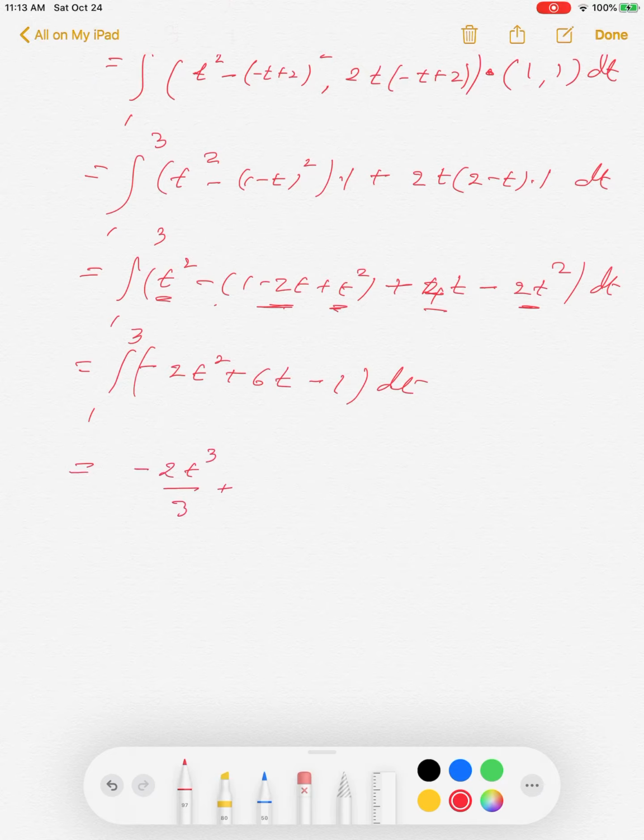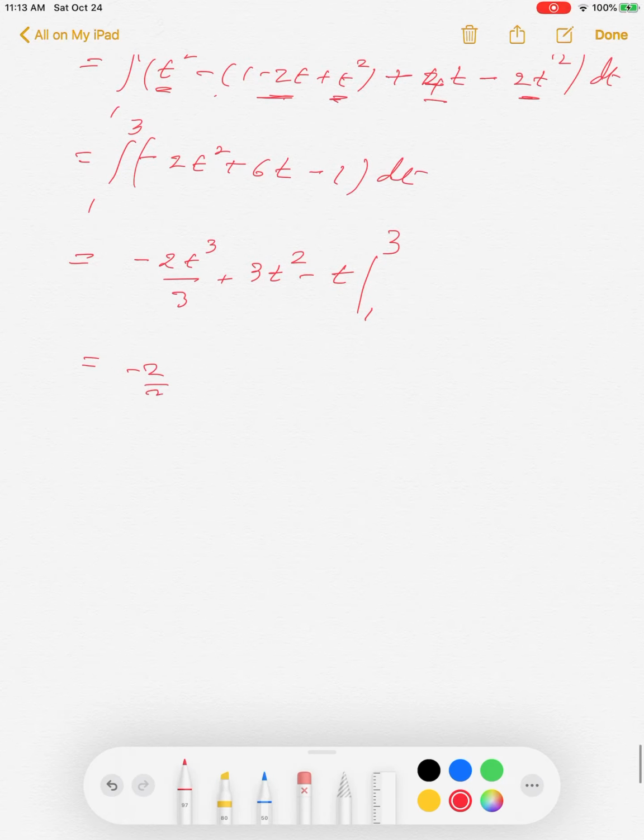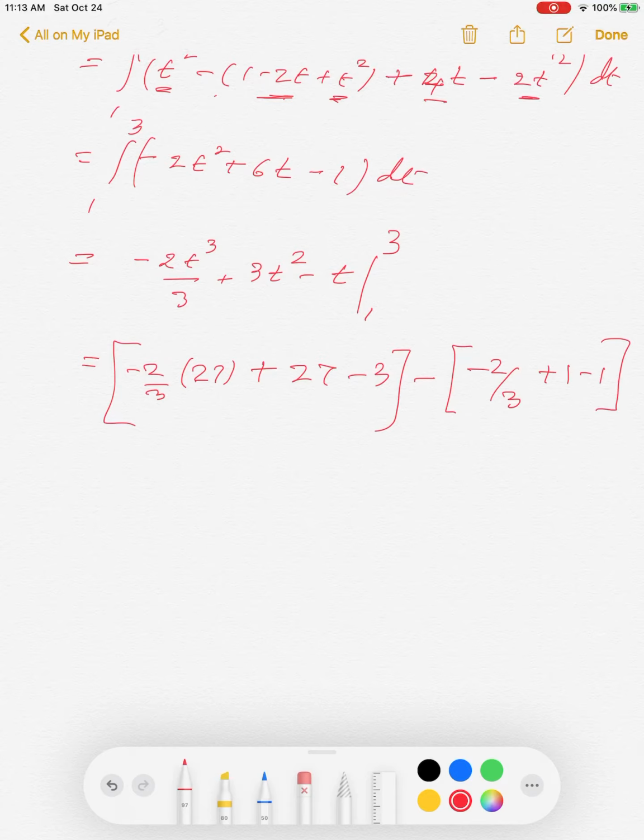Between 1 to 3. So that gives me minus 2t cubed by 3 plus 6t square by 2, which will be 3t square, minus t between 1 to 3. So this is minus 2 by 3 times 27 plus 27 minus 3, minus the value at 1, which is minus 2 by 3 plus 3 minus 1. So that involves just some computation. This is going to be minus 18 plus 20. So minus 18 minus 3 is minus 21. So this will give you just 6. And this will give you plus 2 by 3. So you get 20 by 3.